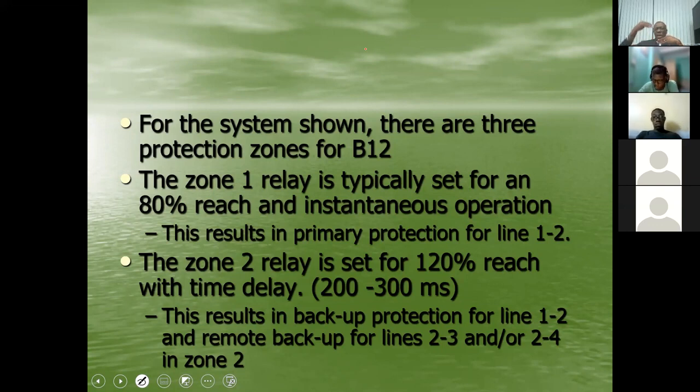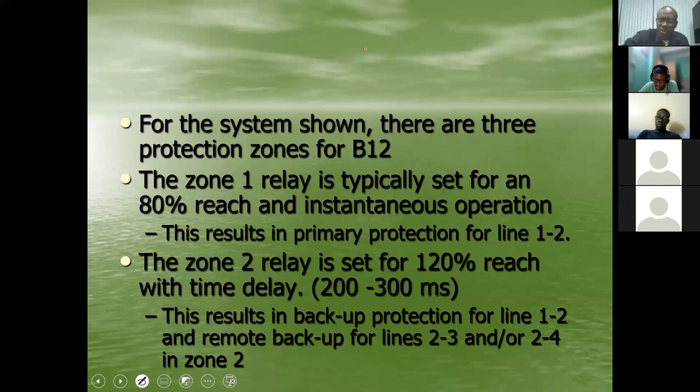Now, assuming the line from, I'm trying to remember where the one from Cane River goes. I think it goes into Yalas. But if the line from Cane River to Yalas is the same length, then what we are saying is that the zone 2 setting, well, it really doesn't matter, but it's 120% of the line being protected. So the impedance that you would have there would be 12 ohms, because 120% of 10.